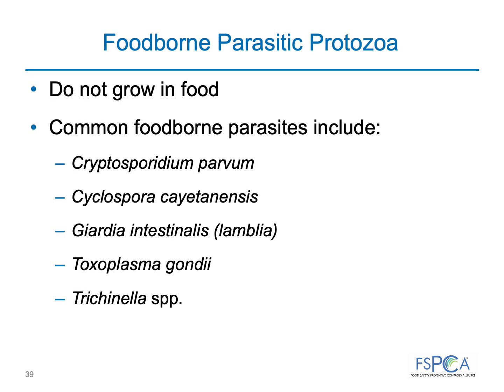Like viruses, foodborne parasites do not grow in food. Major foodborne parasites in the United States include Cryptosporidium parvum, Cyclospora cayetanensis, Giardia intestinalis, Lamblia, Toxoplasma gondii, and Trichinella spp.